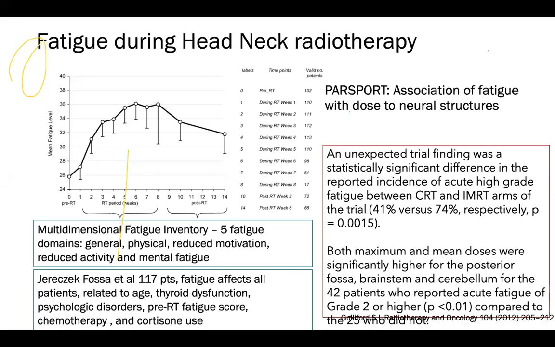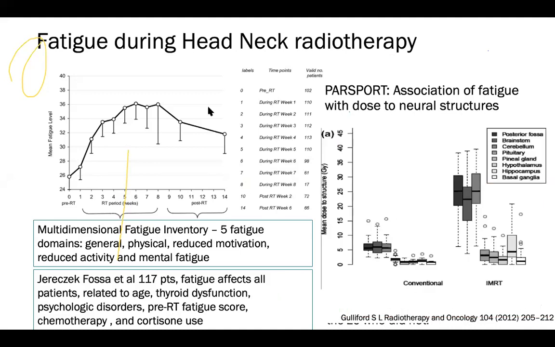It was found that fatigue is an issue in patients who undergo IMRT. And one of the reasons that was thought to be the cause of fatigue was the dose that was being received by the posterior structures, the posterior brain-related structures. So that was thought to be one of the reasons why there was fatigue. So it is important to pay attention.